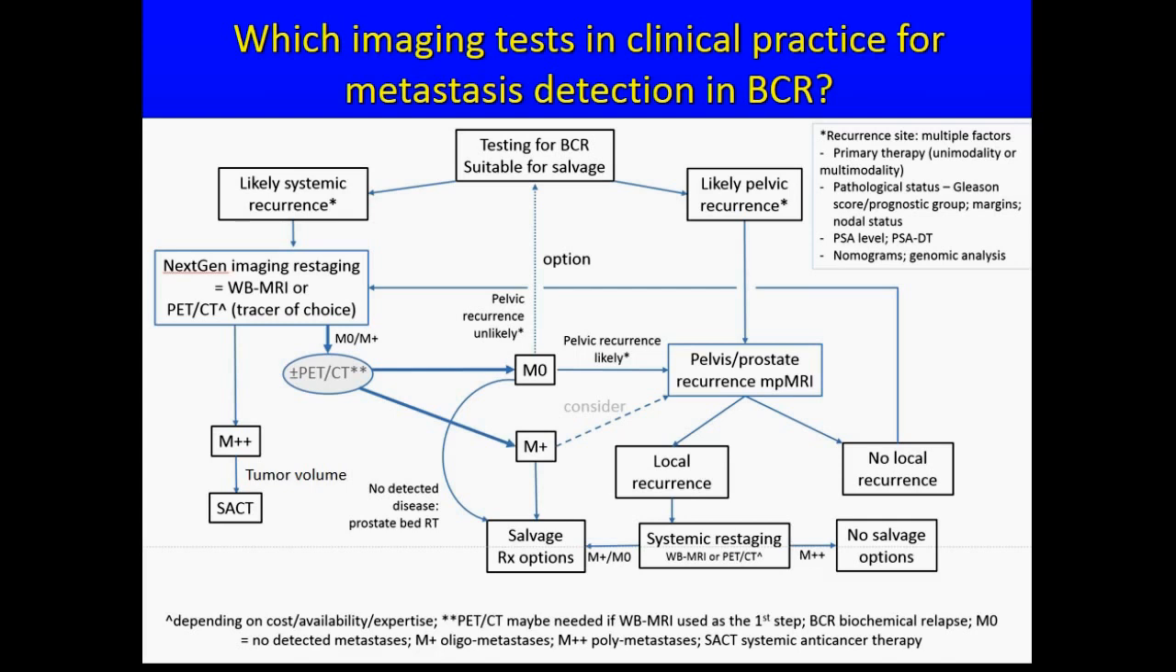And which imaging test for clinical practice in the setting of biochemical recurrence? We prefer, again, to do whole body MRI scans, but you could do PET scans with whatever tracer you have available to you. But we think that you should also be performing systemic staging before doing local staging if you are thinking of local salvage.